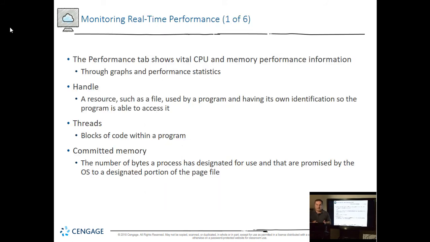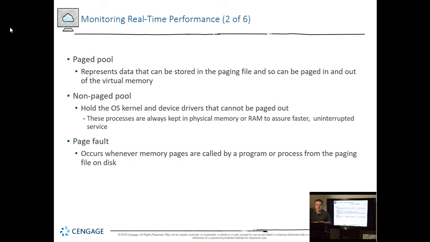The Performance tab is the one that most people go to when they first open Task Manager because it gives you a quick view of what's happening on your server. It gives you lots of information such as handles, threads, and committed memory. This tells you whether or not you're running out of particular resources. You also have something called paged pool and non-paged pool. This is a really important part that you'll see under the Performance tab in the memory area.